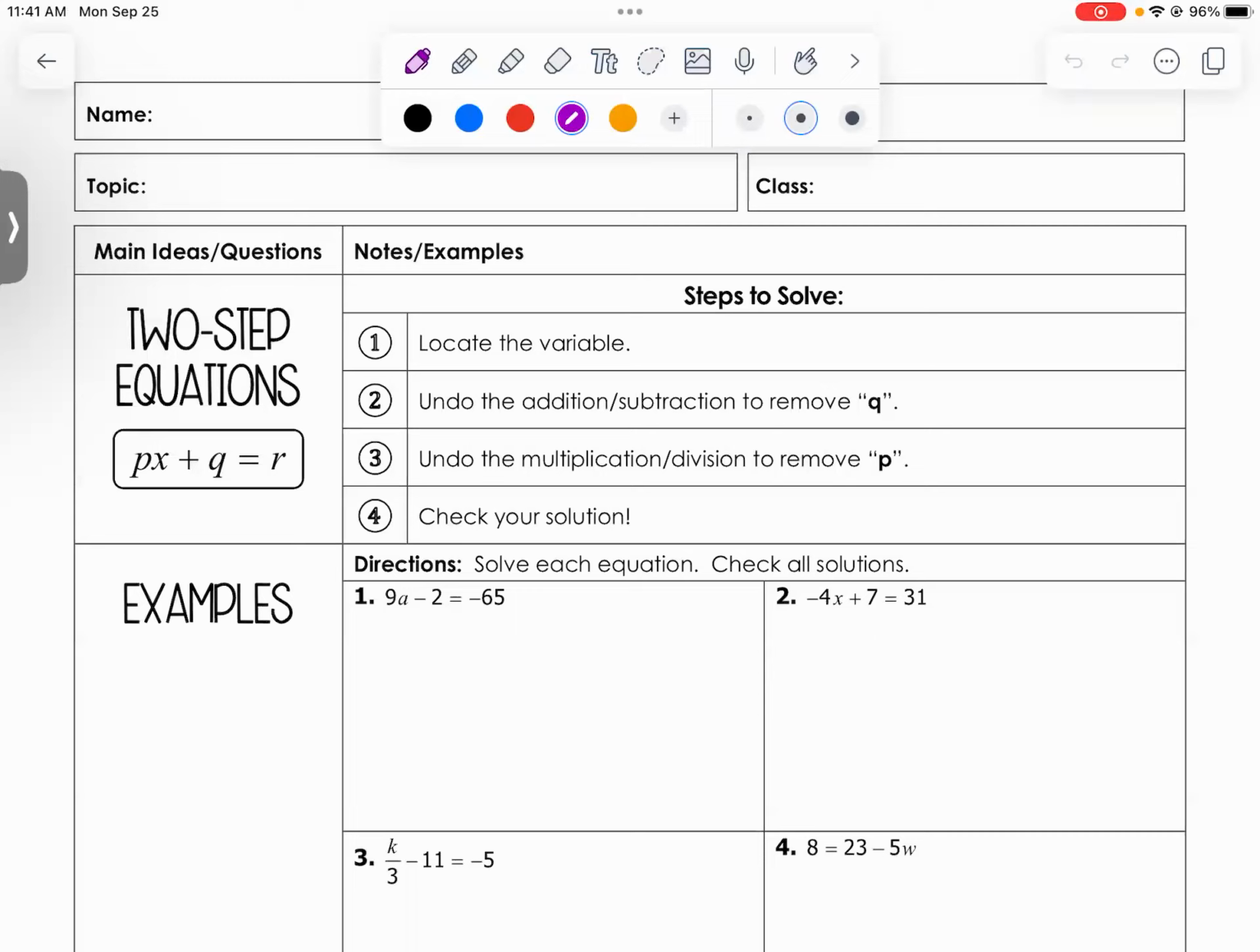Oh my God, man. Okay, I need you to get your folder out. Turn to page 12.